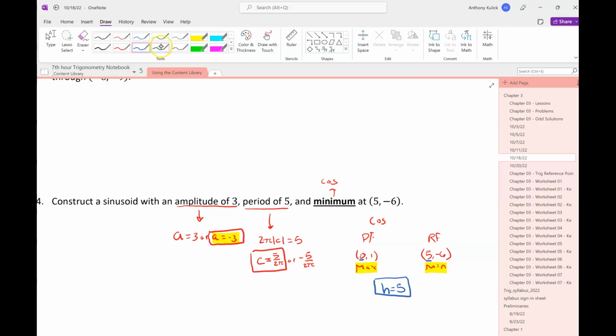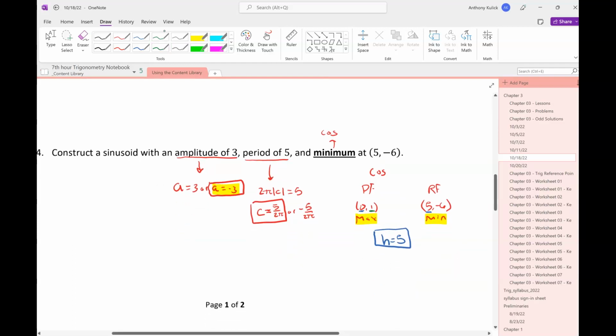But here's the catch now. Look at the y-coordinate. The y-coordinate of our parent function is not 0. So we're going to have to actually do a little bit of algebra here. So recall that a times the y-coordinate from the parent function plus k is equal to the y-coordinate from the resultant function. That's just using that transformation map that we do when we're graphing, right?